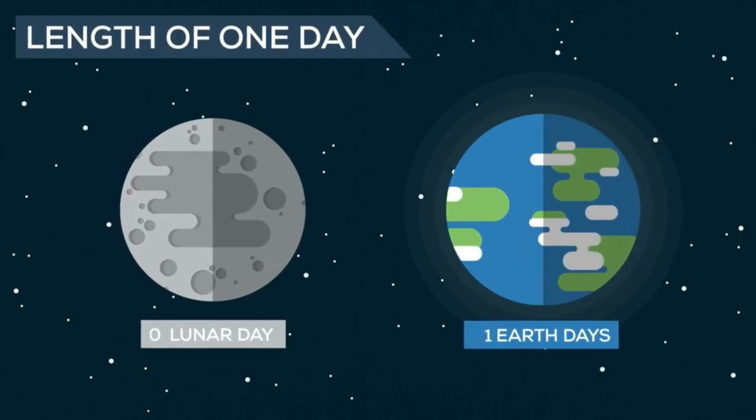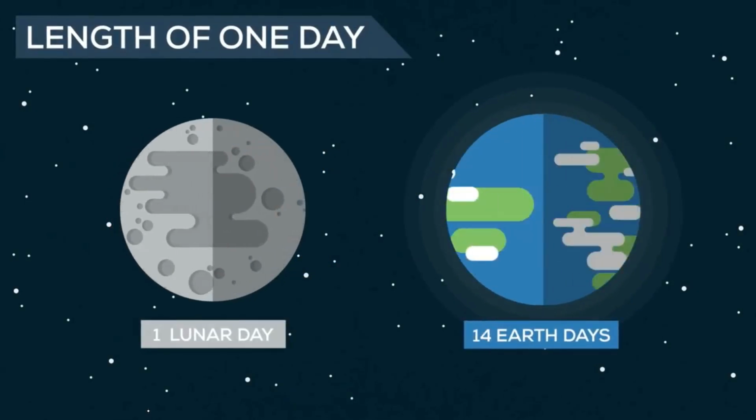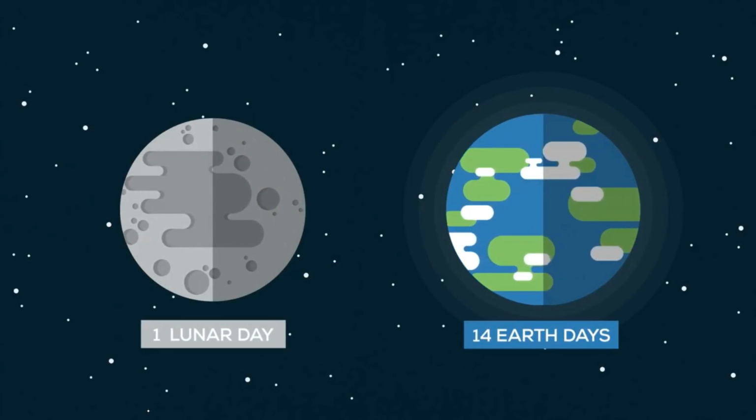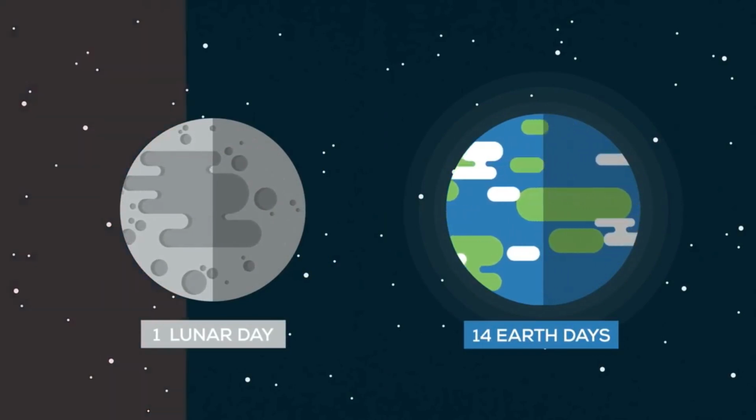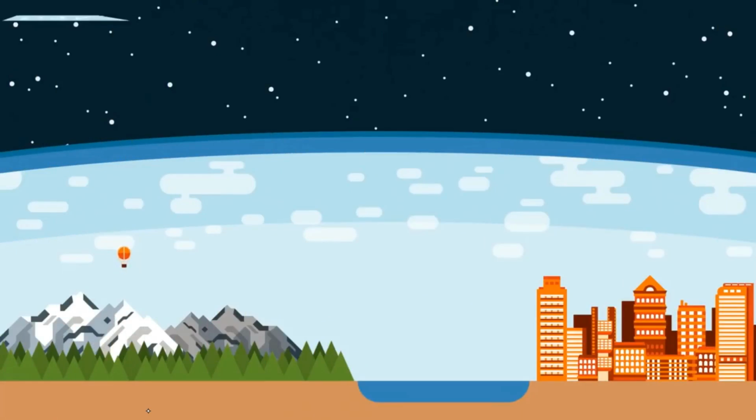And while the days and nights on the moon are about 14 times longer than those on Earth, our planet's relatively fast rotation isn't what spares us from those loony temperatures. What protects us is our atmosphere.